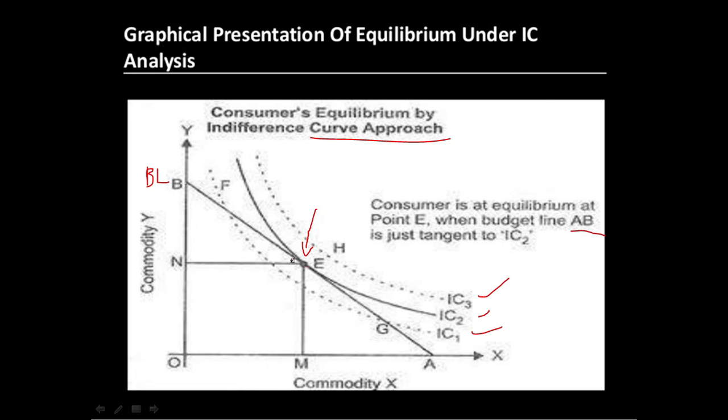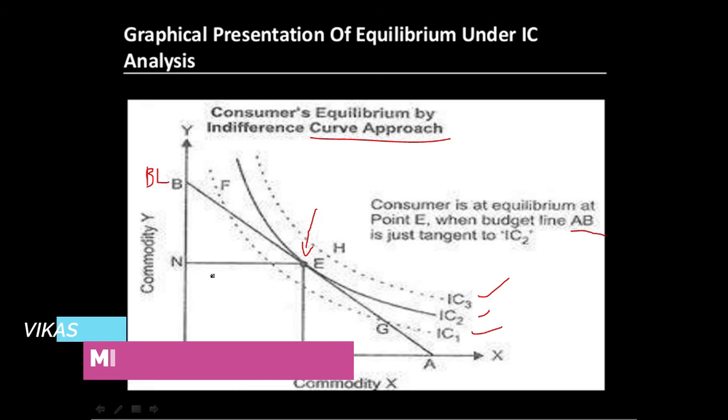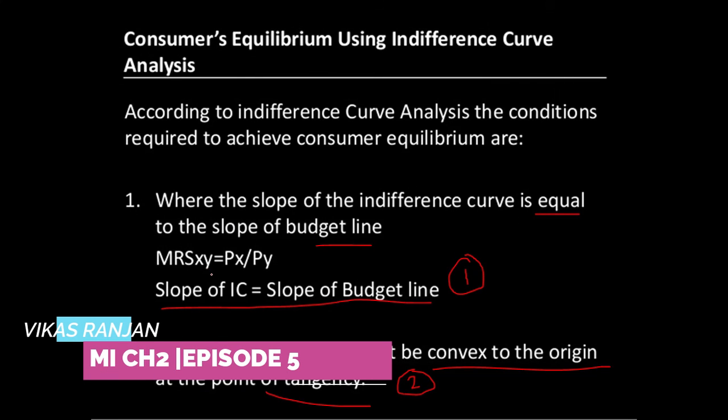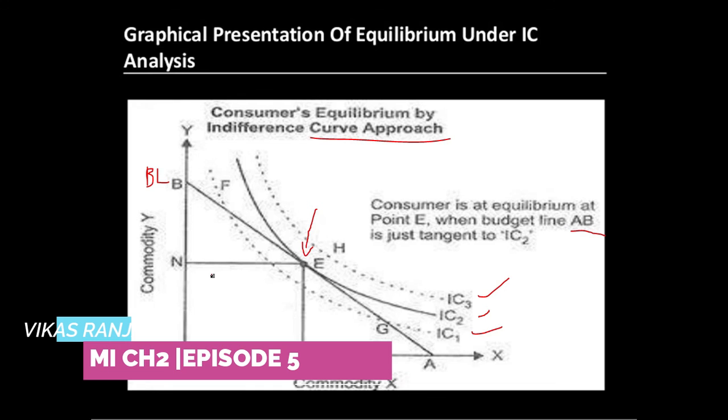So when a tangent is drawn, the point of contact becomes the equilibrium point. It has to satisfy two conditions: the marginal rate of substitution of commodity XY should be equal to the price of X divided by the price of Y, that is, the slope of IC must be equal to the slope of the budget line. And the second condition is that it must be convex to the origin.